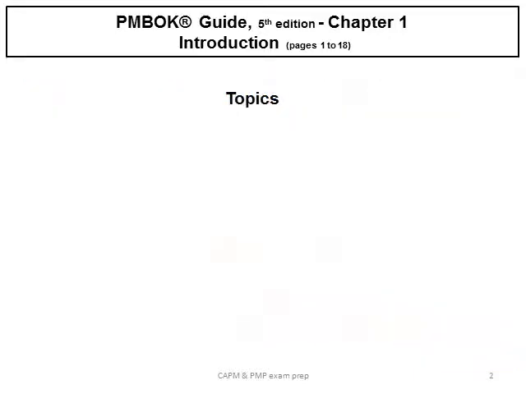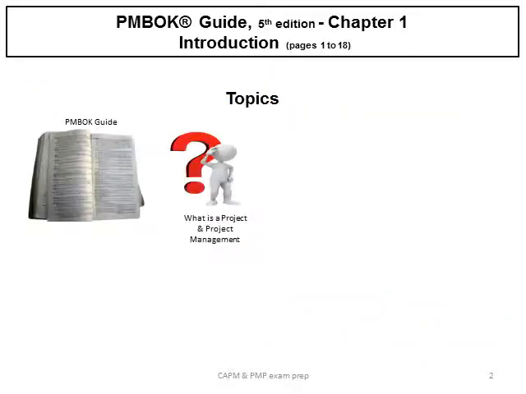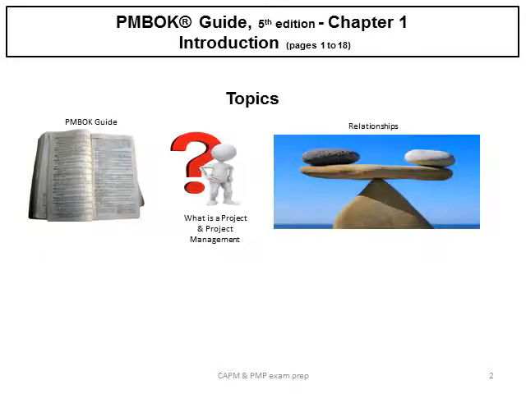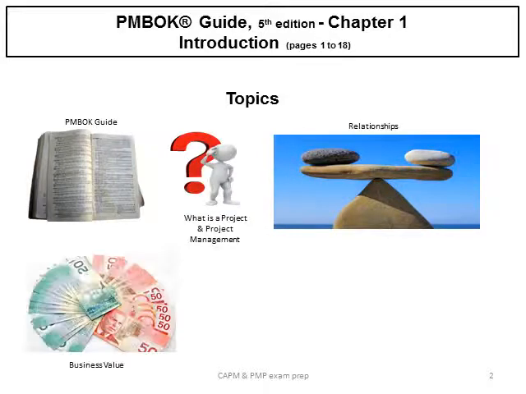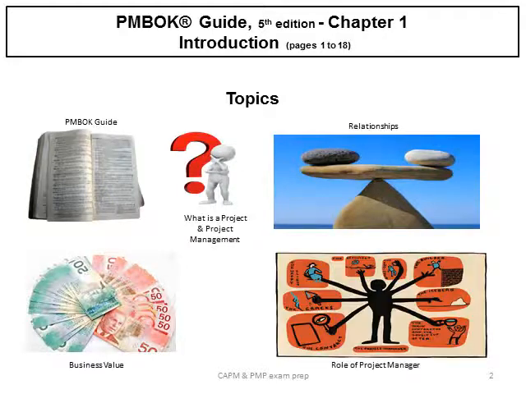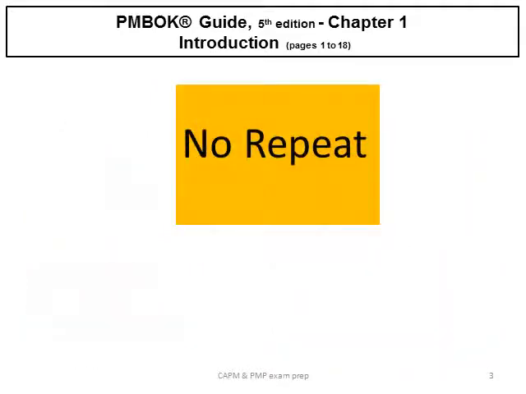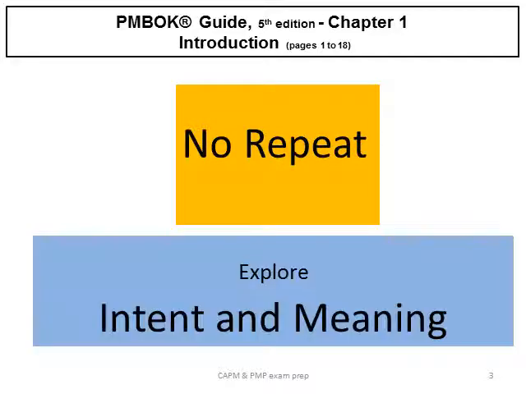The topics we are going to discuss are the PMBOK guide, what is a project and what is project management, relationships of project management to portfolio management, to program management, to organizational project management, to operational management, and to organizational strategy. We're also going to look at business value, and we're going to look at the role of the project manager. What we're not going to do is repeat the information in Chapter 1, pages 1 to 18. No, instead what we're going to do is explore the intent and meaning of that information on pages 1 to 18.